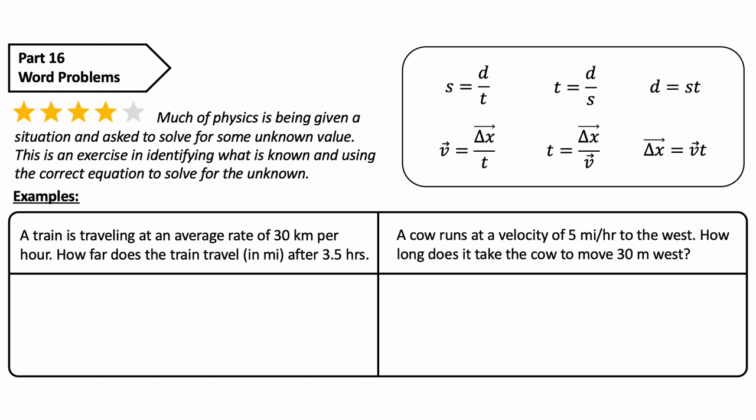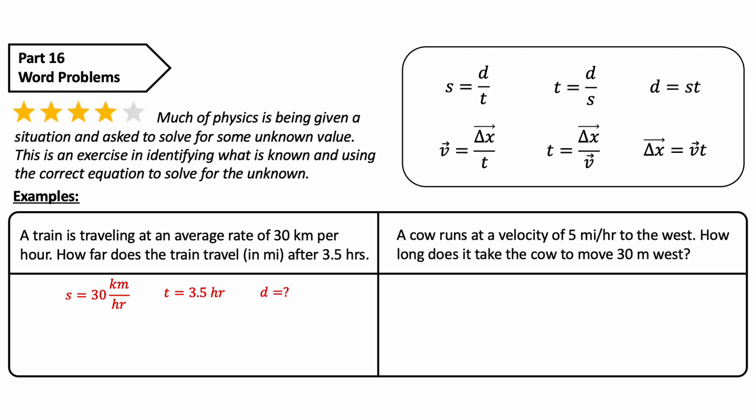So in our first example, a train is traveling at an average speed of 30 kilometers per hour. How far does the train travel in miles after 3.5 hours? A helpful practice is just to list what we know. We know the speed of this train is 30 kilometers per hour. We know that the time is 3.5 hours, and we're asked to solve for the distance traveled. How far does it go?